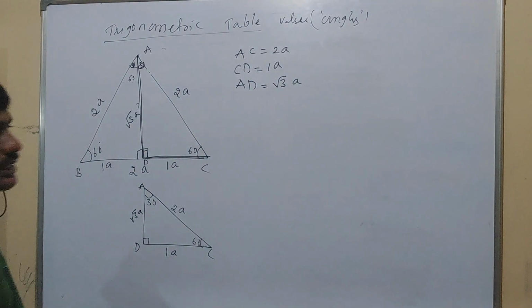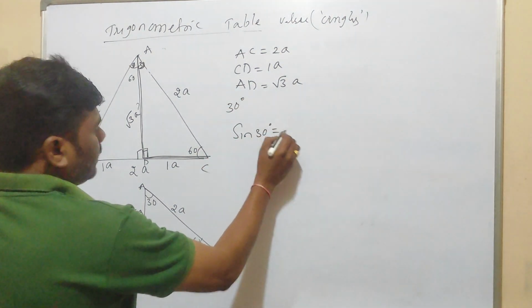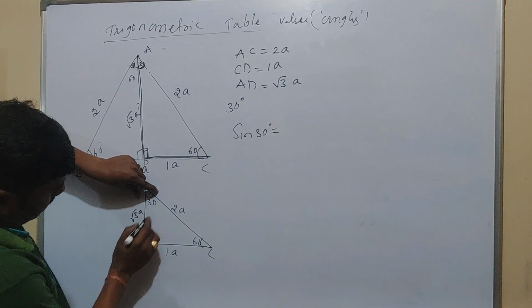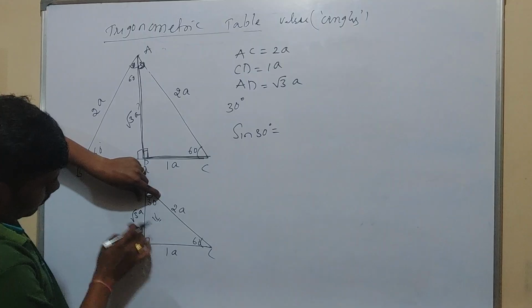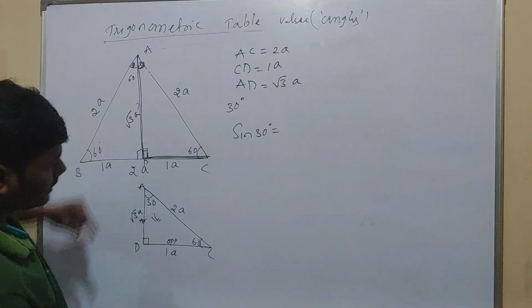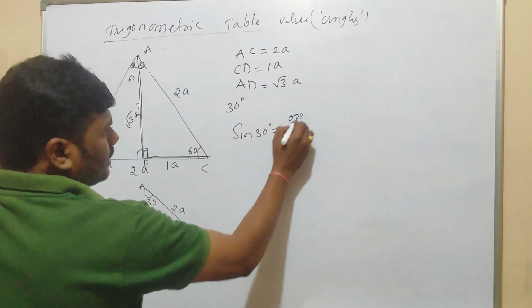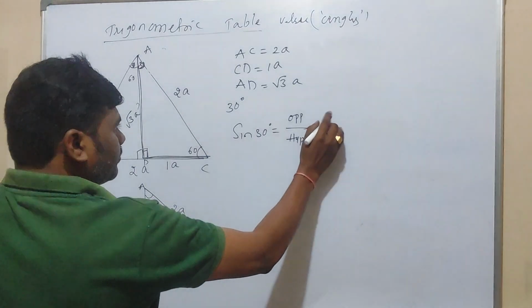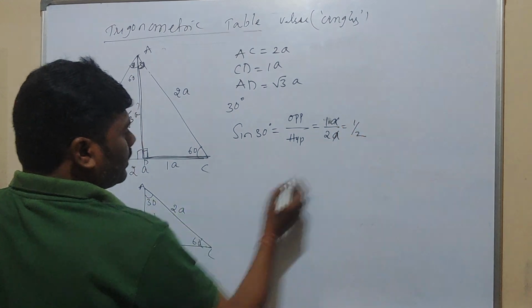Now take sin 30 degrees. With the angle here, this is the opposite side and this is the adjacent side. The hypotenuse is always the hypotenuse. Sin 30 equals opposite by hypotenuse. Opposite equals 1A, hypotenuse equals 2A. A cancels, so sin 30 is 1 by 2.